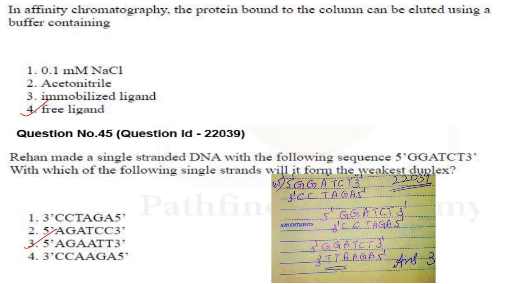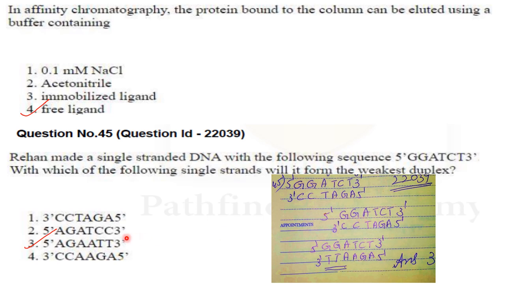Then next one. Rehan made a single stranded DNA with the following sequence 5' GGATCT 3'. With which of the following single strands will it form the weakest duplex? So first we will see the case of option A, 3' CCTAGA. That is complementary to the particular sequence Rehan has used, so that will form a strong duplex.